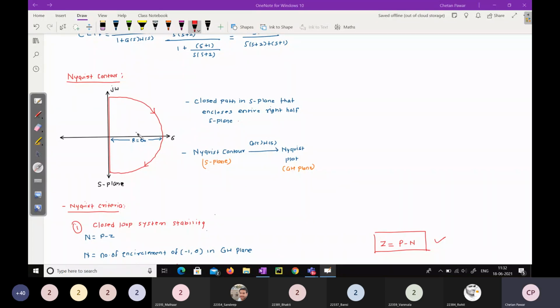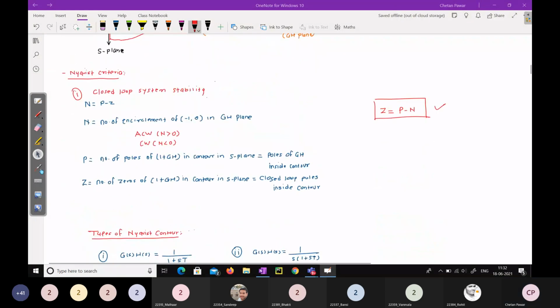Now, whatever the closed loop poles which are in the right hand side of the S plane will be enclosed by this closed loop path. Okay, so we will be able to determine the number of closed loop poles inside the contour using this Nyquist criteria formula, Z is equal to P minus N. Like this way we will be able to determine the closed loop poles in the right hand side of the S plane.